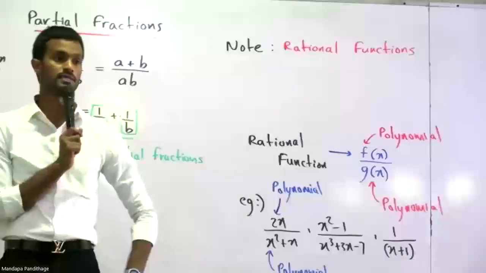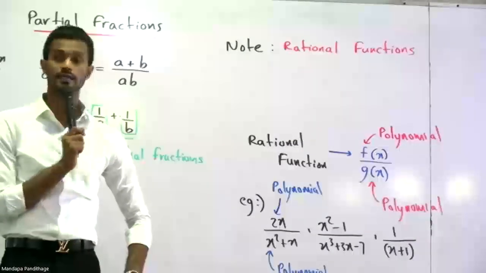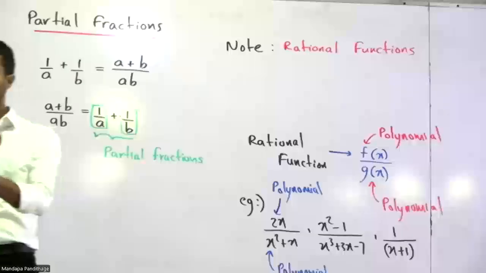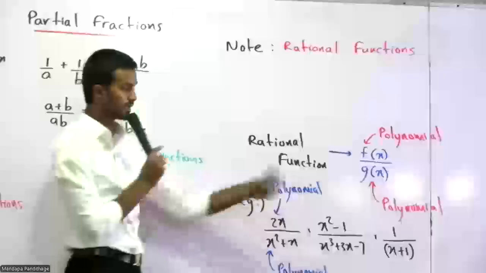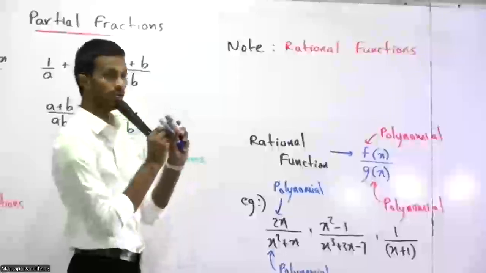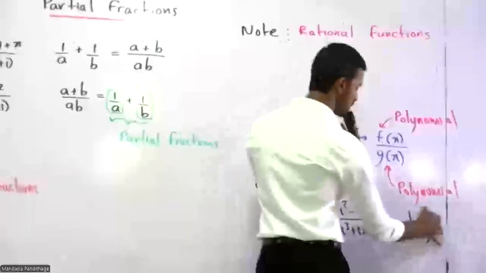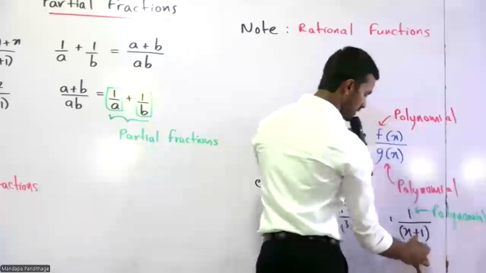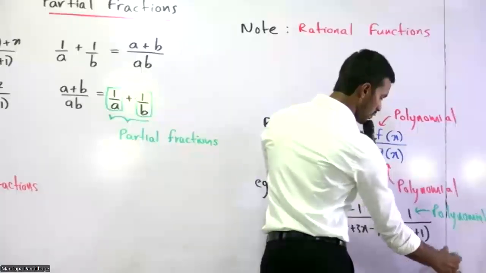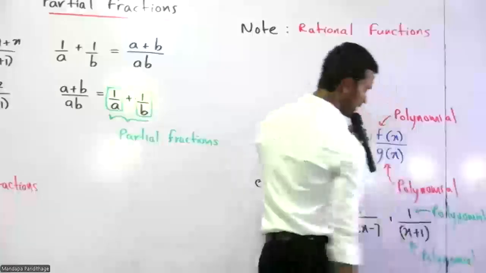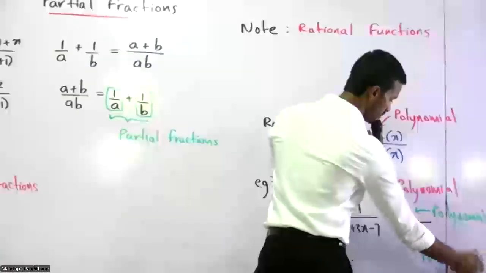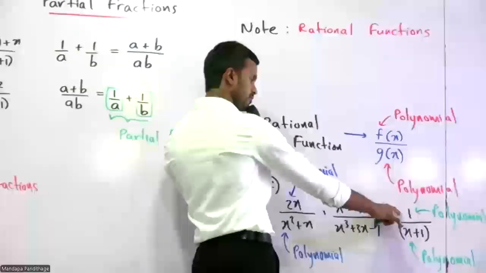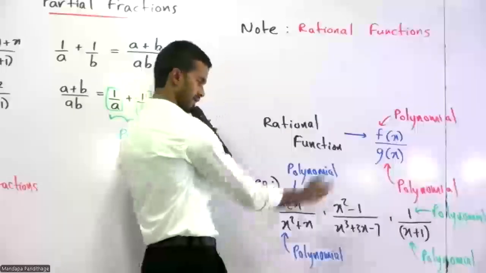Now if I ask you, what is a 0 degree polynomial? It's a constant. A 0-degree polynomial is a constant, which means 1 is a constant, so it is even a polynomial. A constant is a polynomial. Here, even 1 over x plus 1, it is a polynomial. Clear? Always keep in mind that even a constant is a polynomial. It's a 0-degree polynomial. Okay, write these examples.